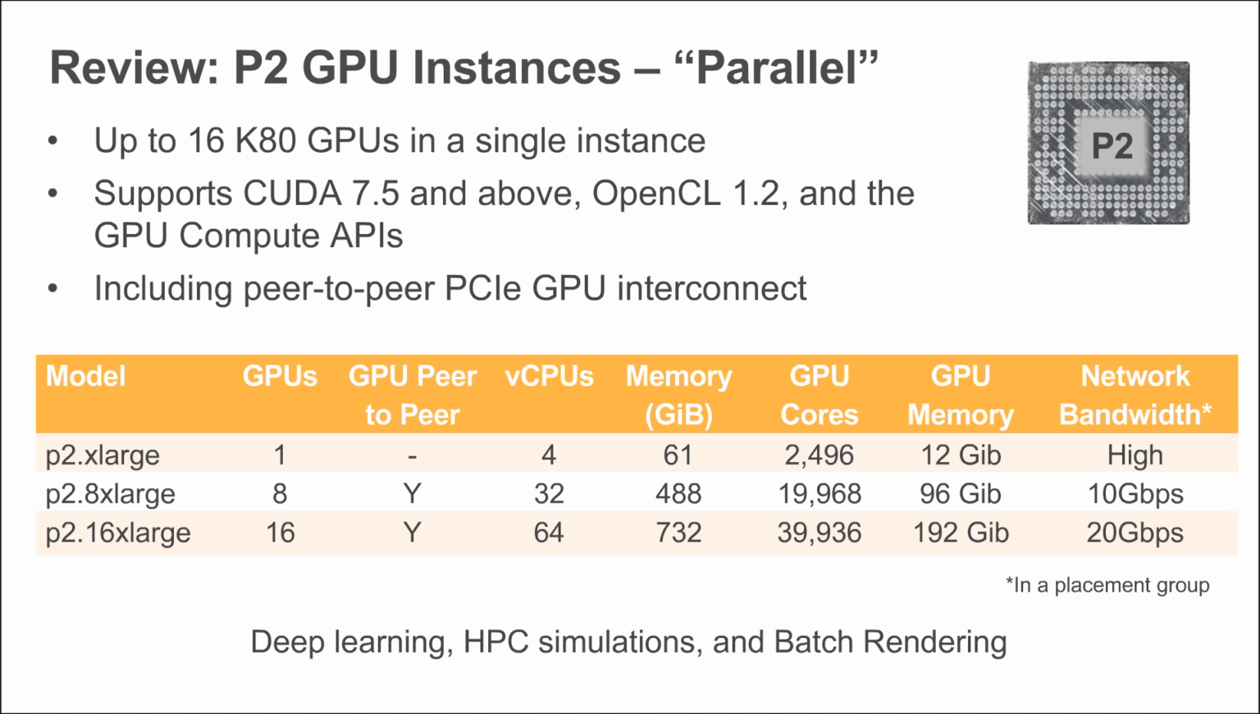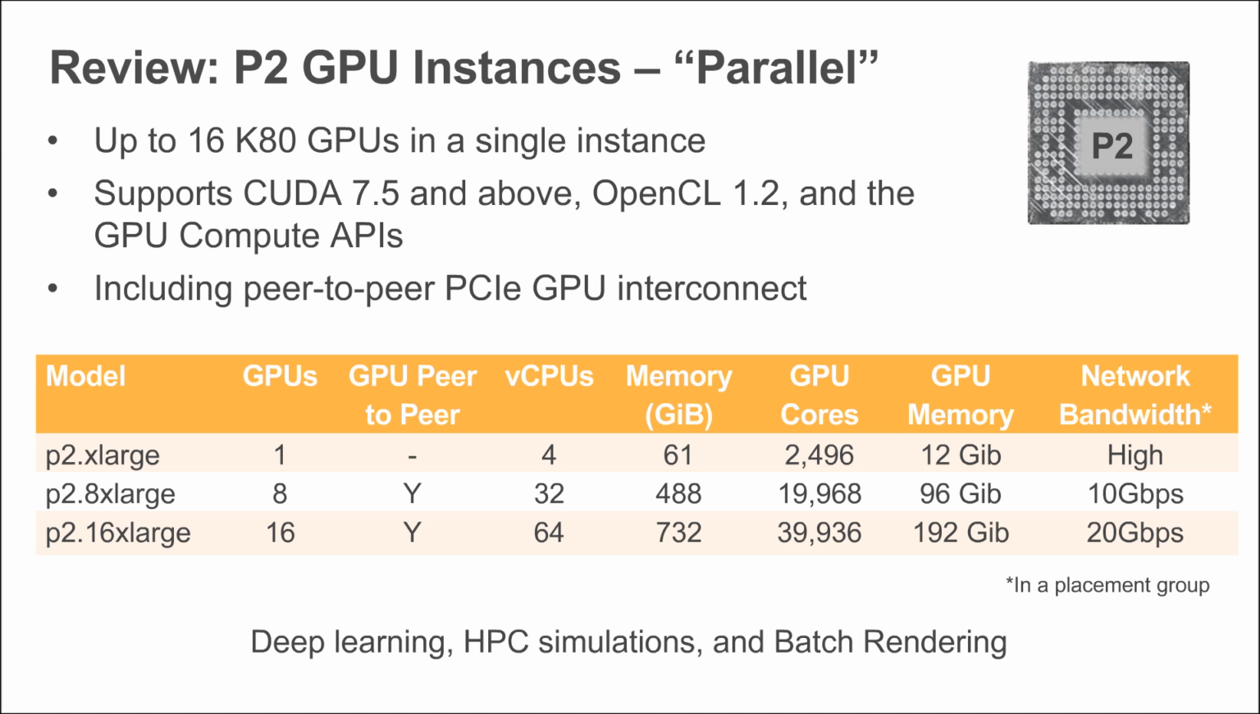Now, the P in P2 stands for processing or parallel, and that's really what these instances excel at. The P family of instances are outfitted with NVIDIA K80 GPUs. These K80s have about 2,500 cores and 12 gigabytes of onboard GPU memory. They're really good cards for things like deep learning workloads, HPC simulations, and batch rendering. Any workload that can take advantage of GPUs for computational capabilities are a really great fit for P2 instances.